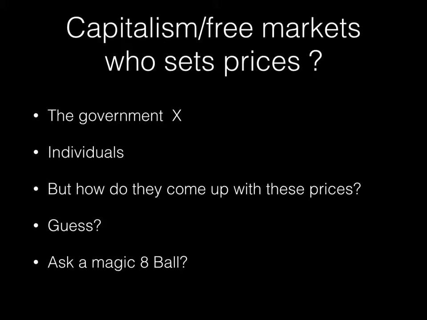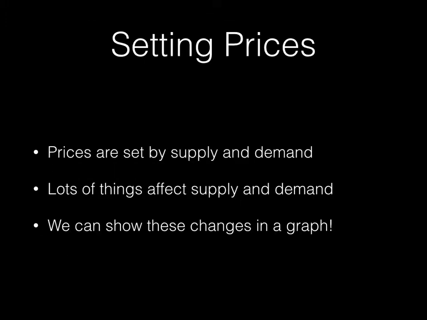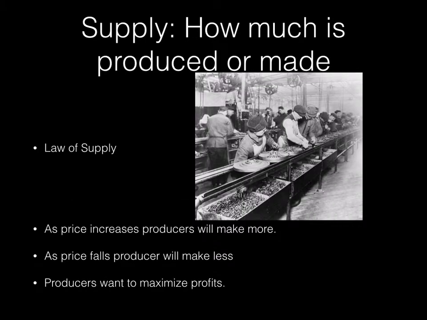There are certain rules and certain laws that we can look at, and then we can graph them in a very visual way so that you can see exactly what happens when you shift supply or shift demand. And it's really pretty cool. But today we're going to focus on the real basics: what is supply and what is demand. So what is supply? Supply is how much is produced or how much is made.